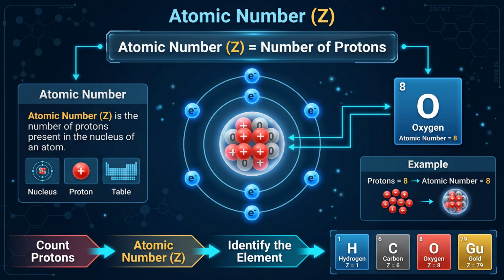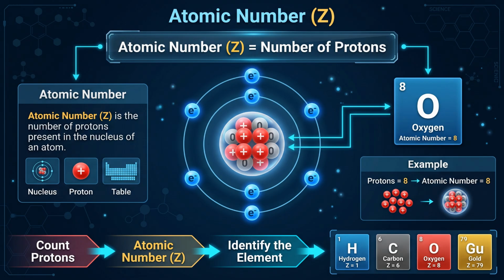The process of identifying an element using atomic number is very simple. First, count the number of protons in the nucleus. Second, that number is the atomic number, represented by Z. Third, locate that atomic number on the periodic table. The element corresponding to that number is the identity of the atom. For instance, if you count 8 protons, the atomic number is 8 and the element is oxygen. If you count 6 protons, the atomic number is 6 and the element is carbon. This method works for every element known to science.